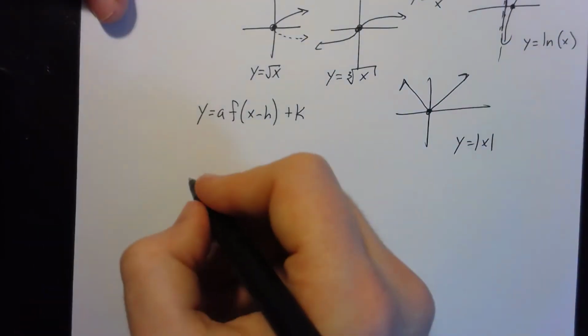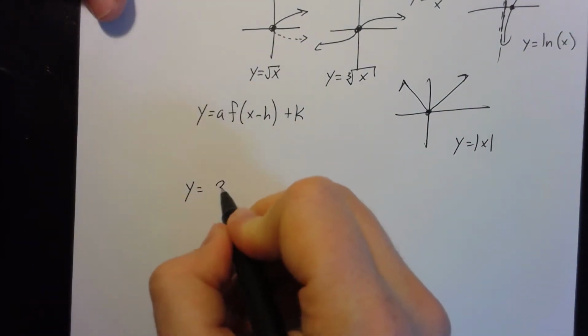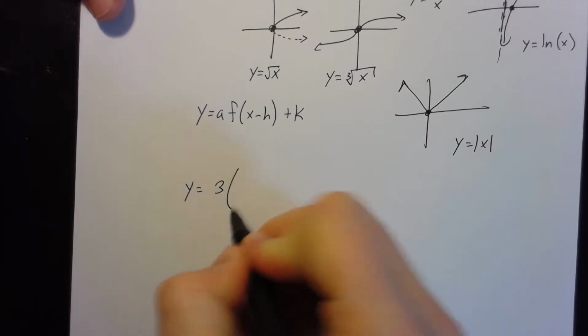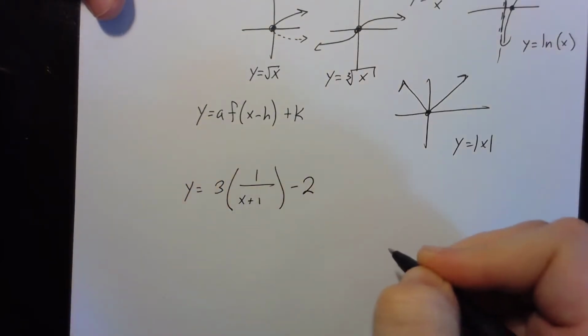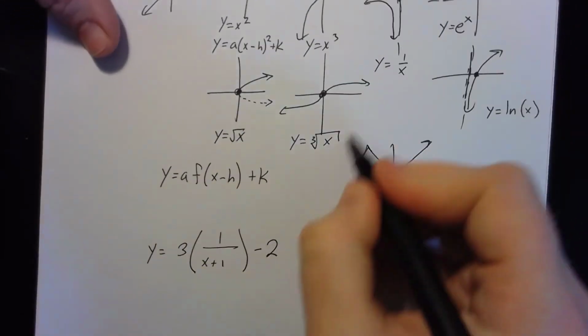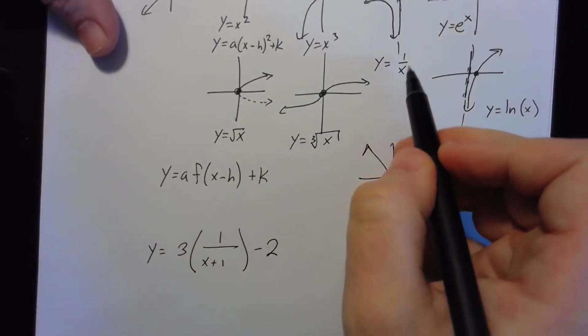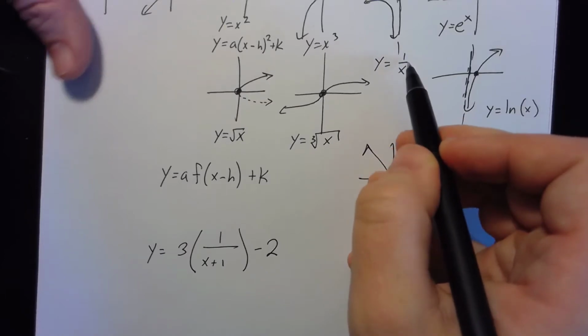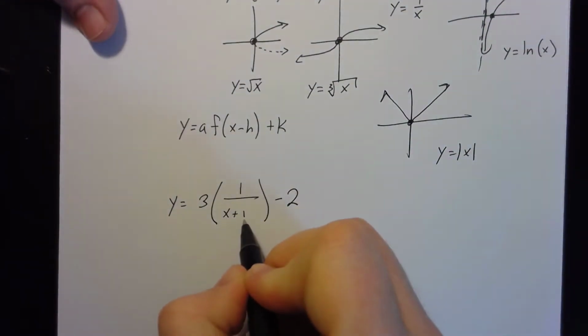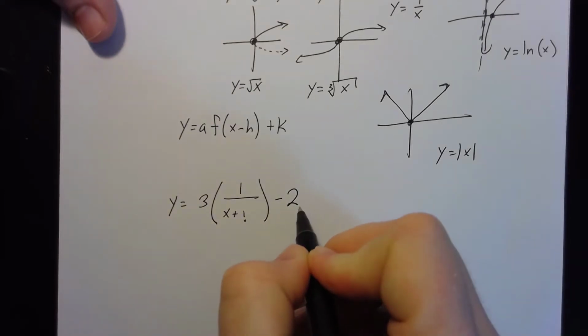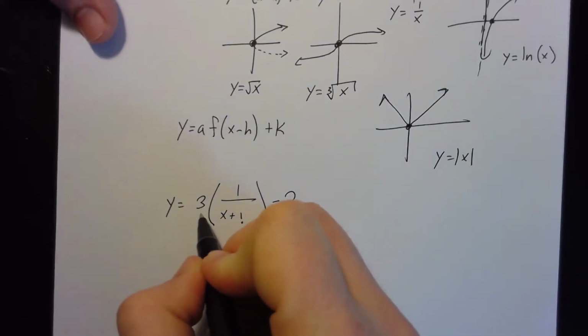So for instance, if I look at y is equal to 3 times 1 over (x plus 1) minus 2, it is very clear that this is what we would call a rational function because the function is this division by the variable. So that makes this right here my h being negative 1, my k being negative 2, and my a value being 3.